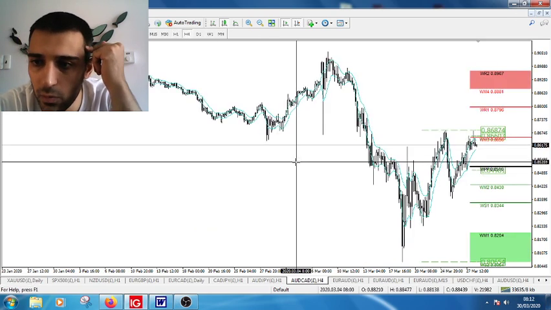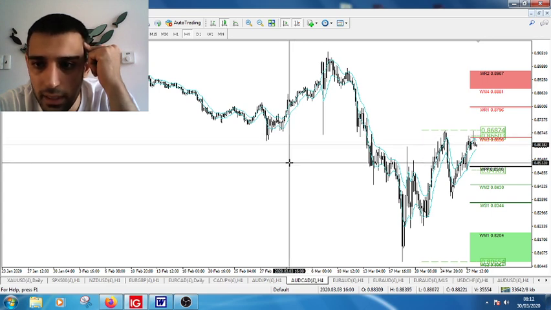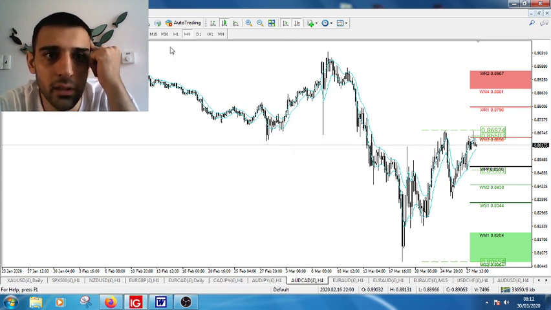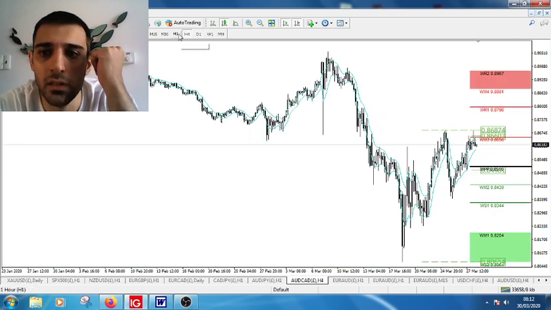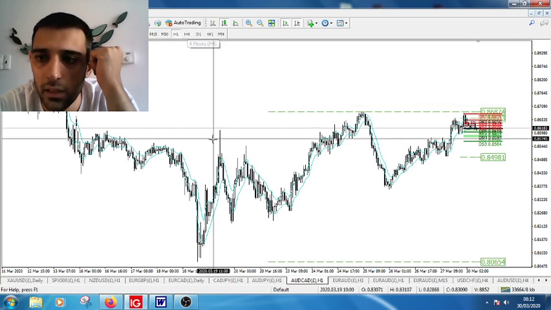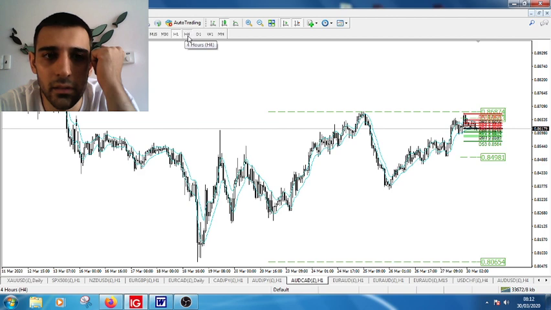As far as the targets are concerned, let's have a look. I looked at it earlier. I think it was, no, that wasn't daily. It was hourly. So 85.60 retracement.